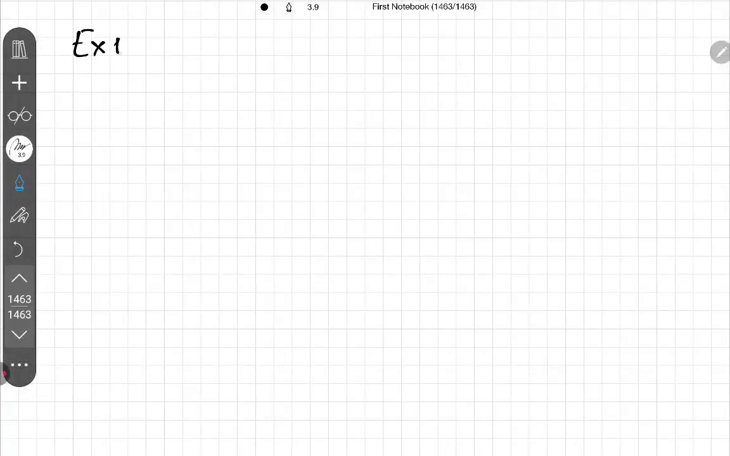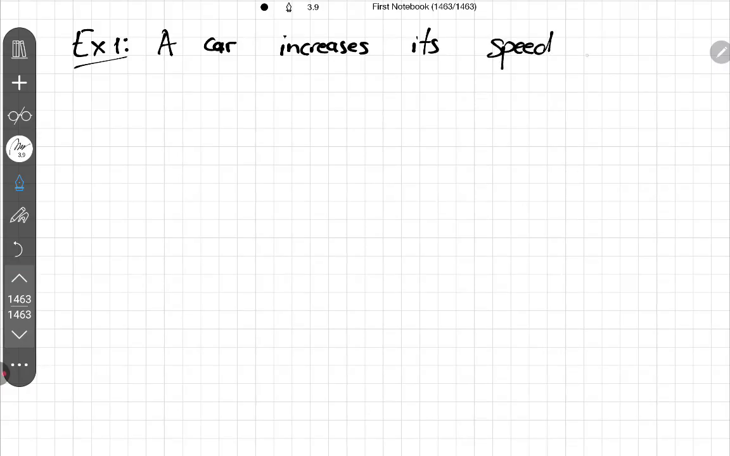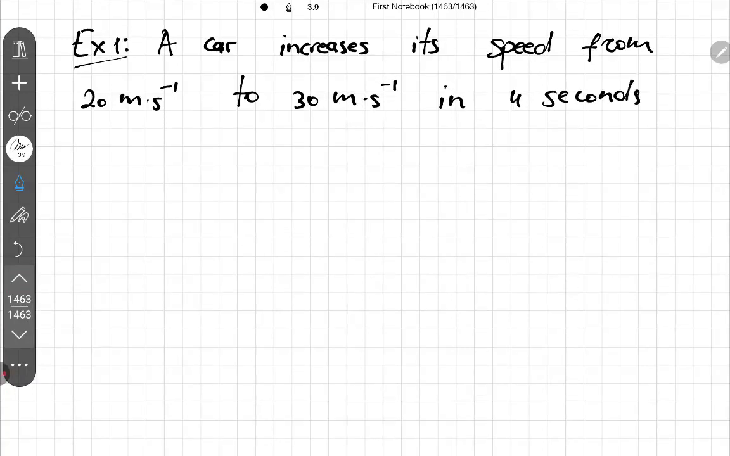So let's try with the first one, example 1, and it says a car increases its speed from 20 meters per second to 30 meters per second in 4 seconds. Try to find out the acceleration. What is acceleration? Briefly, I write down like this. And we already talked about the formula for the acceleration.